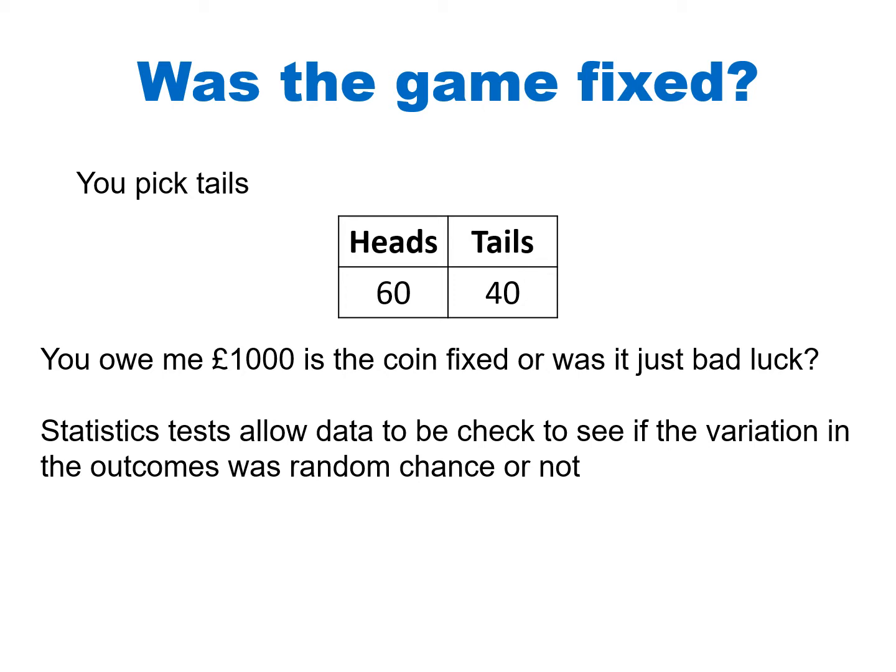And this is where statistical tests come in, because they allow us to check for variations in results to see if it was pure random chance that caused them. In particular, the one we're going to look at is the difference between observed and expected values, known as chi-squared.